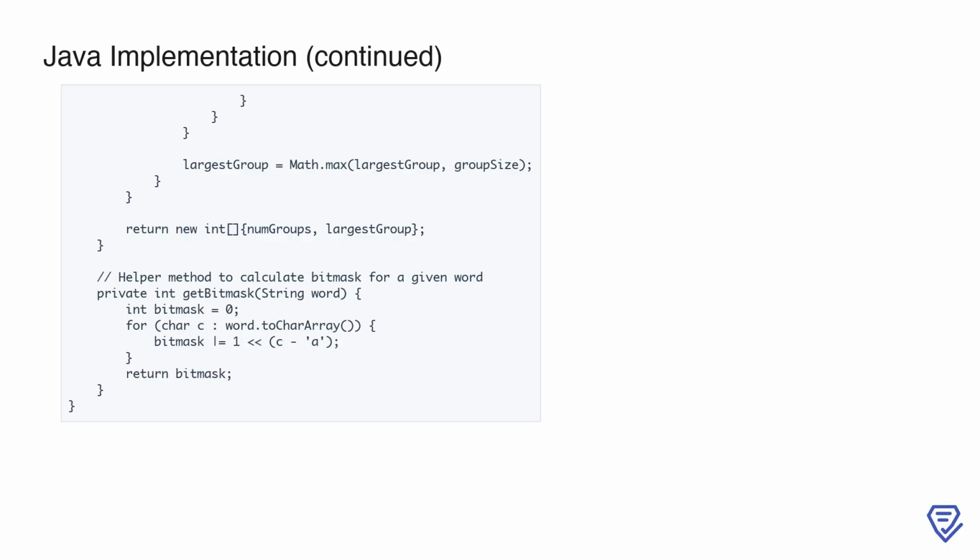For each character in the word, we calculate its position in the alphabet using c minus 'a', and then set the corresponding bit in the bitmask using the bitwise OR operation. This method ensures that each word is uniquely represented as a combination of bits based on its characters. With this approach, we efficiently handle the grouping of strings based on their connectivity in the graph.